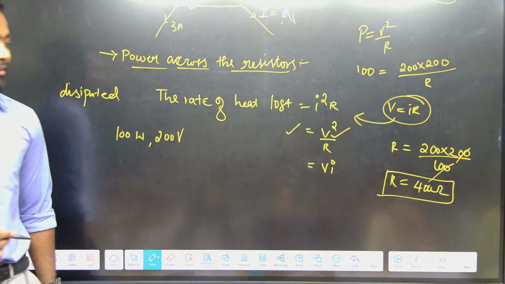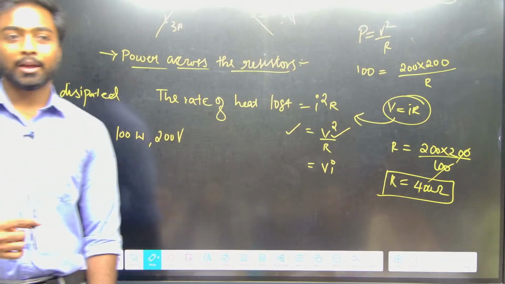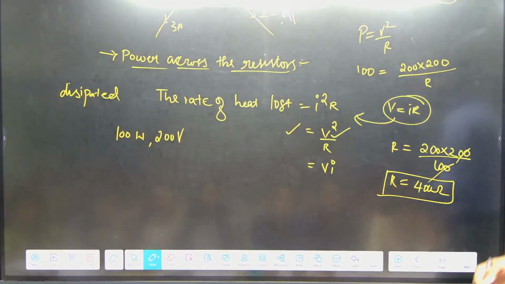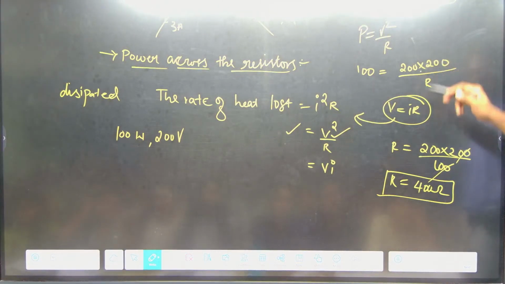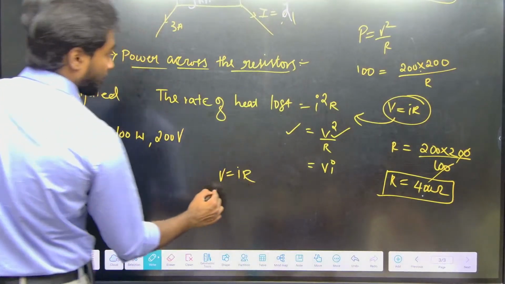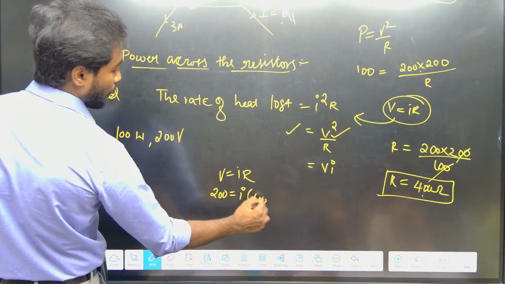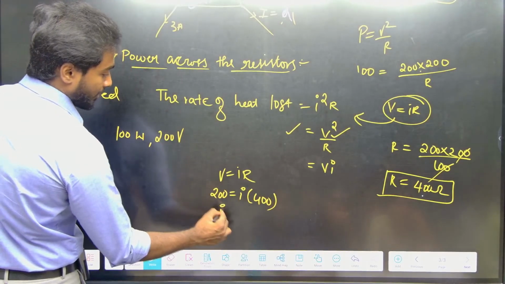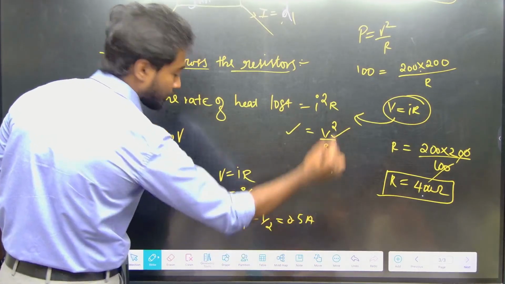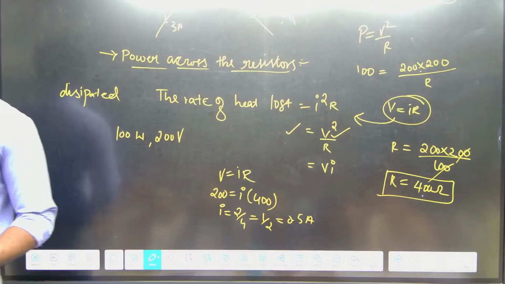So can you get the value of I? We know the value of V, we know the value of R. Can I get V is equal to IR? The value of V is 200 and this is I into 400. So I is equal to 2 by 4, 1 by 2, it is 0.5 ampere. Any doubt?